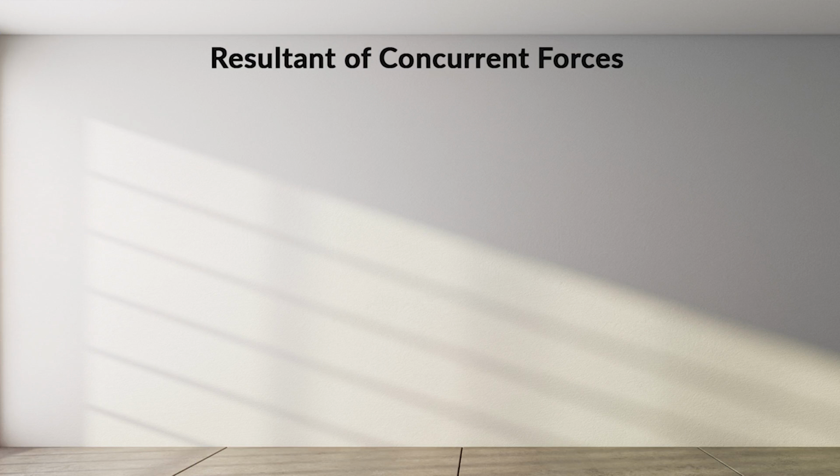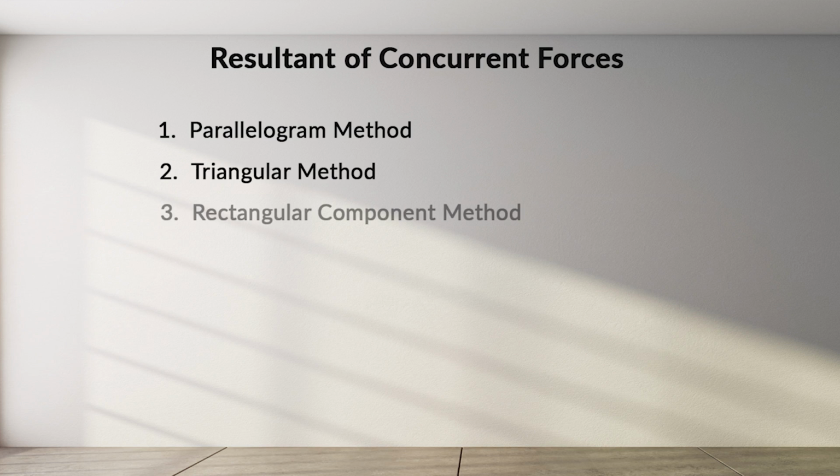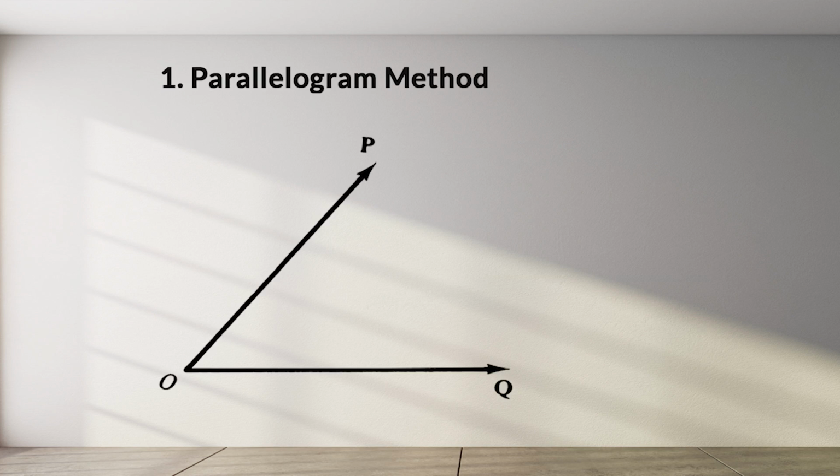To find the resultant of any concurrent forces, you can use one of three methods: the parallelogram method, the triangular method, or the rectangular component method. The first method is the parallelogram method. The resultant of two concurrent forces can be obtained graphically by constructing a parallelogram.